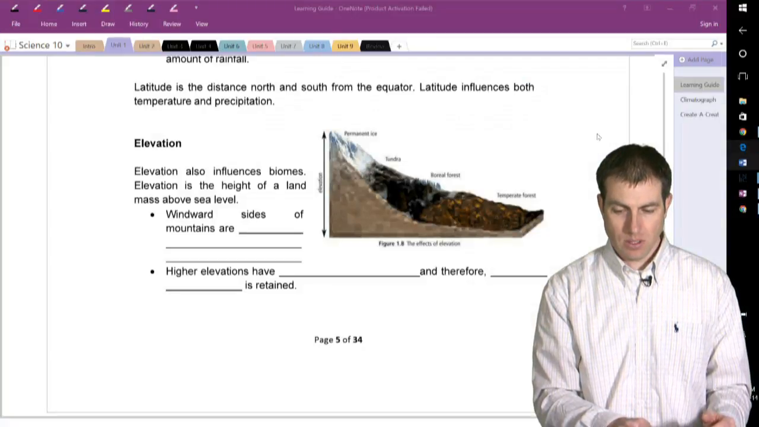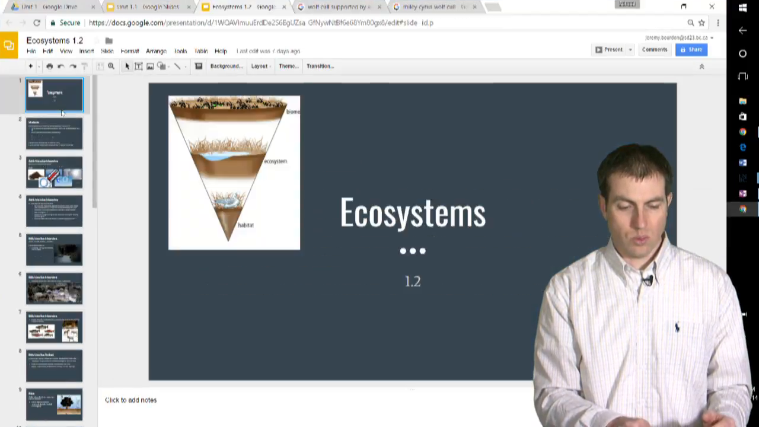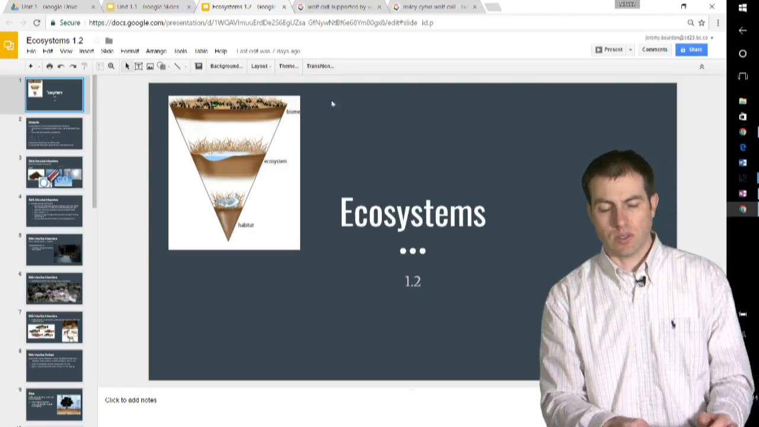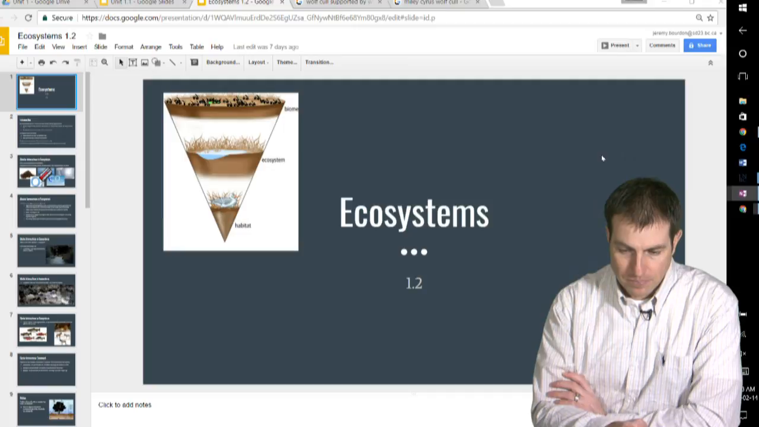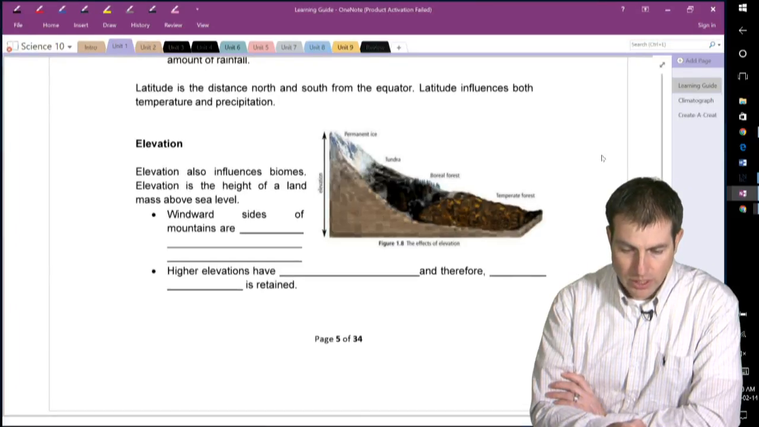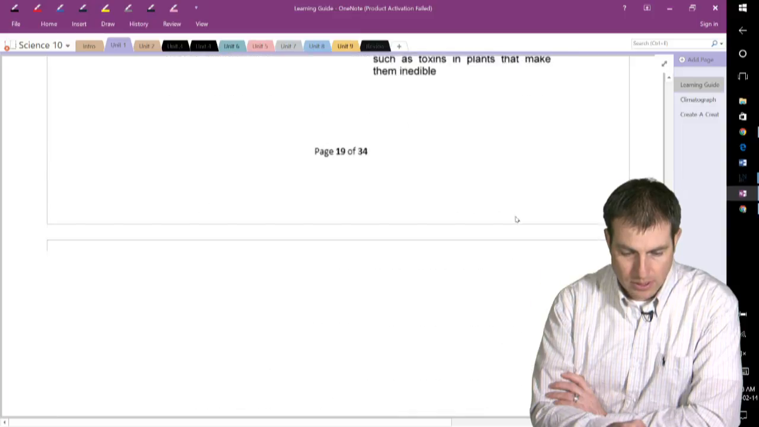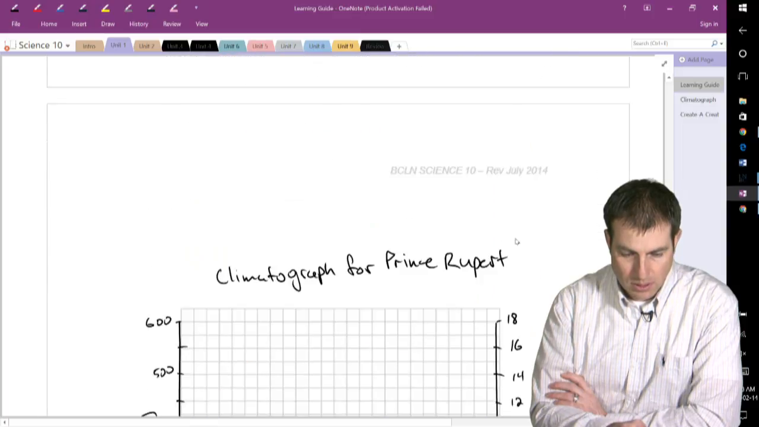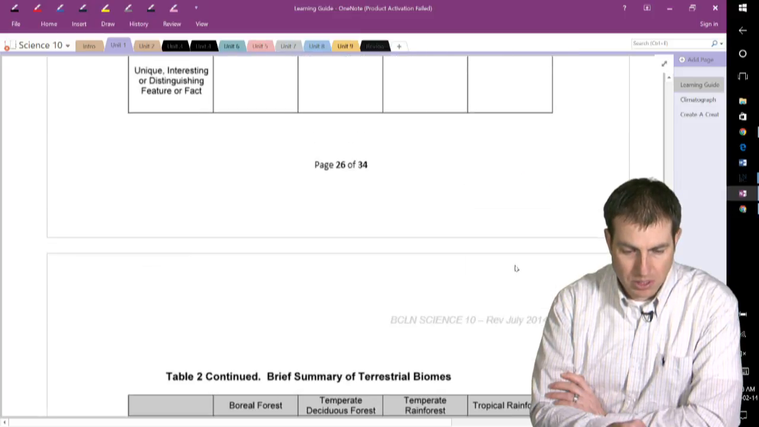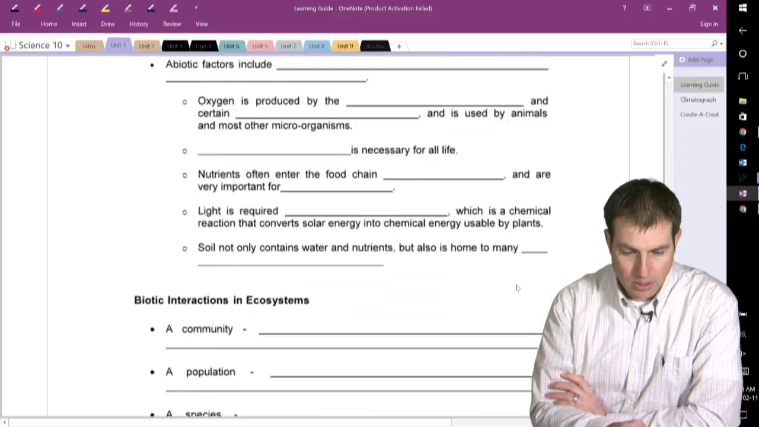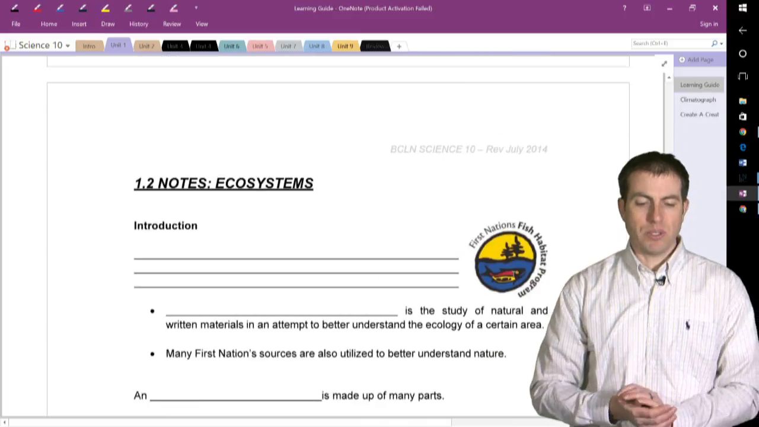All right. I would like to continue on with the new section. So this is 1.2 ecosystems. This starts on page... Scroll down here. That's biome still. Some practice. You guys did your climatographs already. So your page numbers are now going to be a little bit different than mine. But this is what it looks like. 1.2 notes.